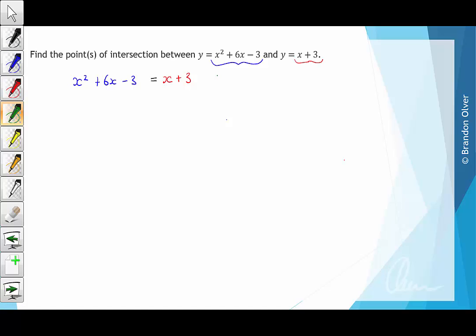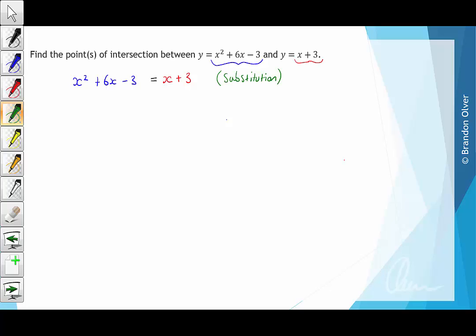So that's equivalent to substitution when we solve linear simultaneous equations. We've just substituted in one equation wherever there was a y expression in the other. Now whenever we solve a quadratic, we just need to get it in the form of ax squared plus bx plus c equals 0.